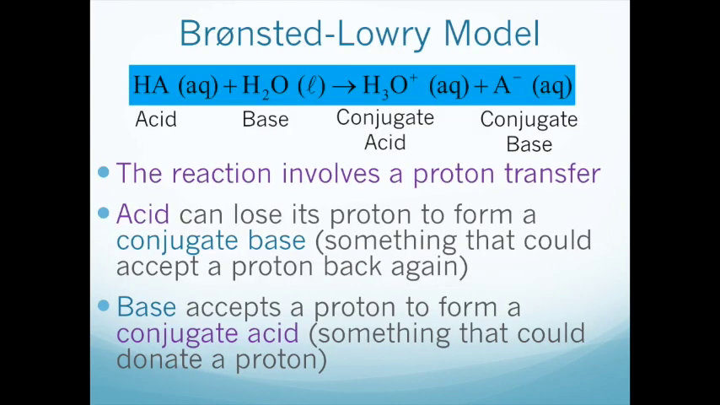So in the Bronsted-Lowry model, whenever you have an acid interacting with a base, the acid dissociates or donates a proton to the base to form a conjugate acid and a conjugate base. This reaction involves a proton transfer. So an acid will lose its proton to form a conjugate base, which is called a conjugate base because it could in turn accept a proton back again in the reverse reaction. Now the base will accept the proton to form the conjugate acid, which can then in turn donate a proton back to the base or another base and have a reverse reaction occur.